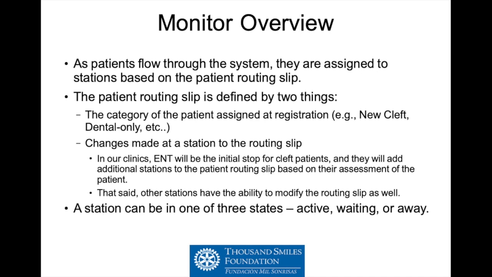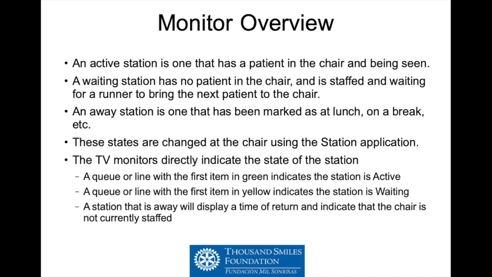A station can be in one of three states: active, waiting, or away. An active station is one that has a patient in the chair and is being seen. A waiting station has no patient in the chair, but it's staffed and it's waiting for a runner to bring the next patient to the chair. An away station is one that has been marked as being at lunch or on a break. These states are changed at the chair using the station application.